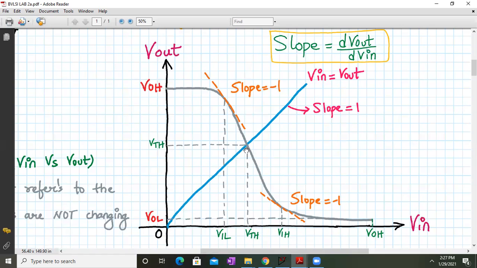And how do you determine VTH? VTH is nothing but whenever you draw the Vin equals Vout line, the corresponding point on the x axis is your VTH, and the corresponding point on the y axis is also VTH. So once you have this VTC curve, this is how you determine the parameters, that is VOH, VOL, VIL, VIH and VTH. So that's how we determine them.